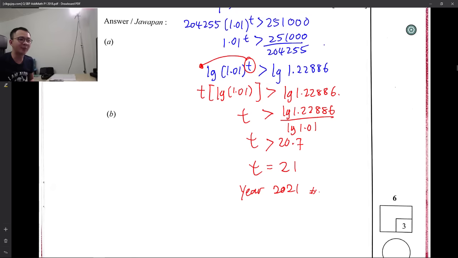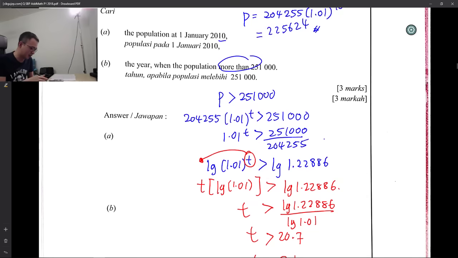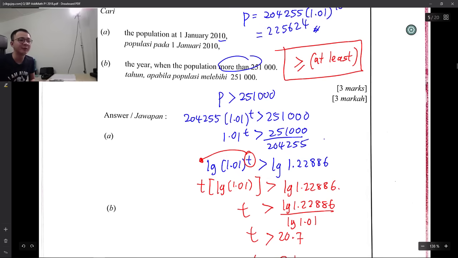I see some questions here. When do I put more than or equal to? Because the question said more than, right? So I actually put more than. If you see the words at least, then you can put more than or equal to.